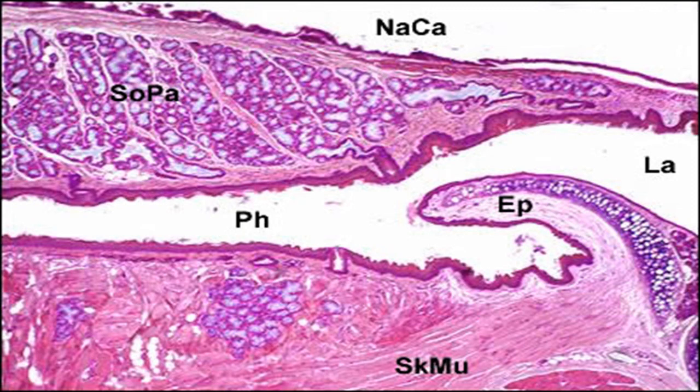This slide shows the nasal cavity up here, the nasal cavity and the soft palate and the pharynx and the epiglottis and larynx and the skeletal muscle.